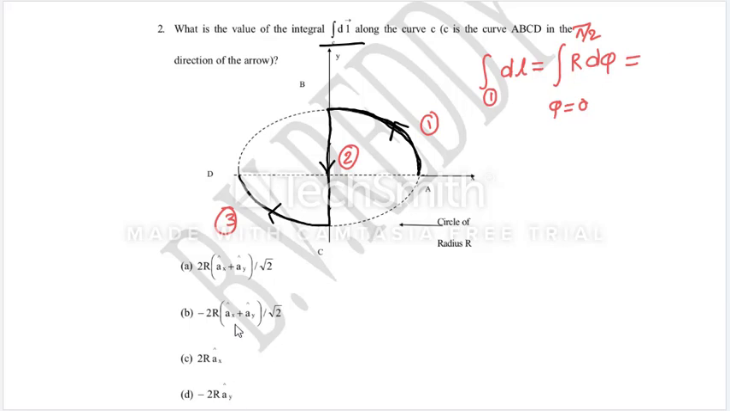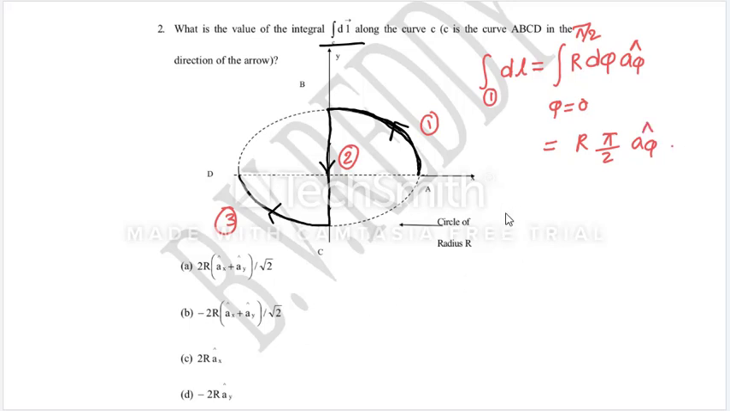In the problem they have also given the directions, so let us consider the directions and variations too. I will indicate the direction, and this is in the phi direction. So how much is this value? That is R into pi by 2 into a phi.